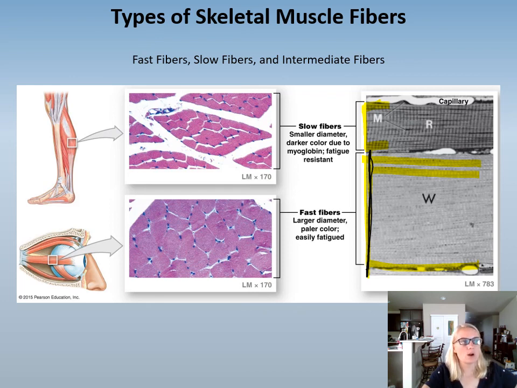Or if you are doing more endurance training, like long bike rides or running, you might turn some of those white fibers, the fast fibers, into the slow fibers. And again, they're still called intermediate fibers. So you can manipulate these distributions based on your physical activity and the training that you put into it.